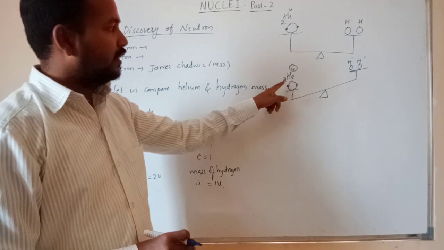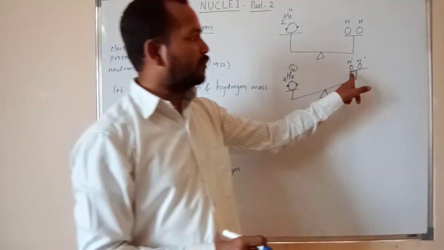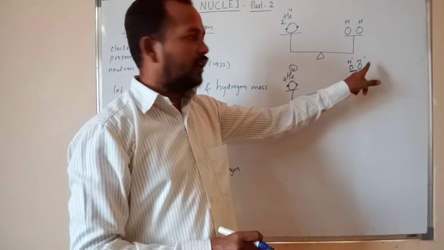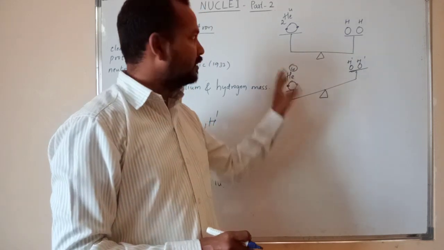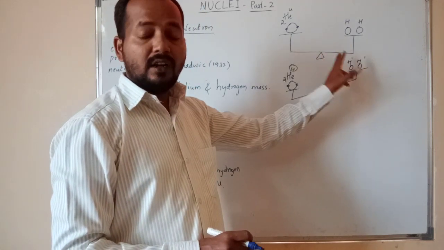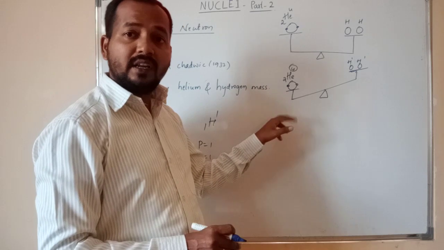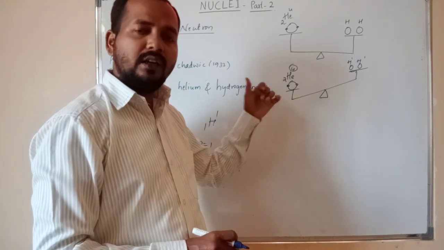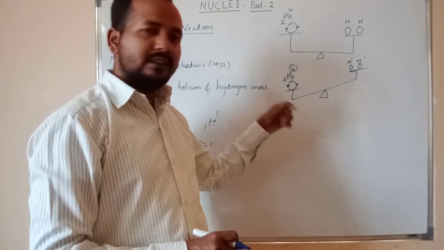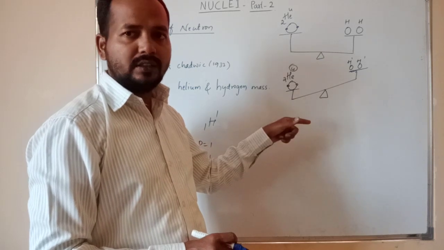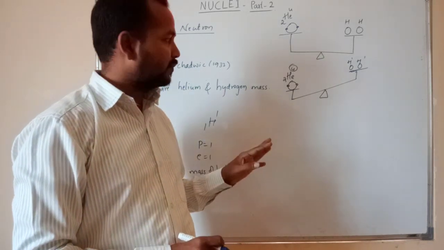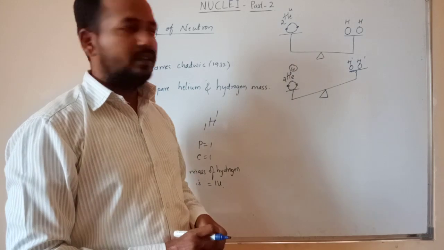Right? See, here 2 protons are there. Here 1 proton. Again 2 protons. If only protons were present, then this should be balanced. But here along with the protons, there are some other particles which are chargeless, but they have a mass. They are nothing but neutrons. This is the way we are going to balance.